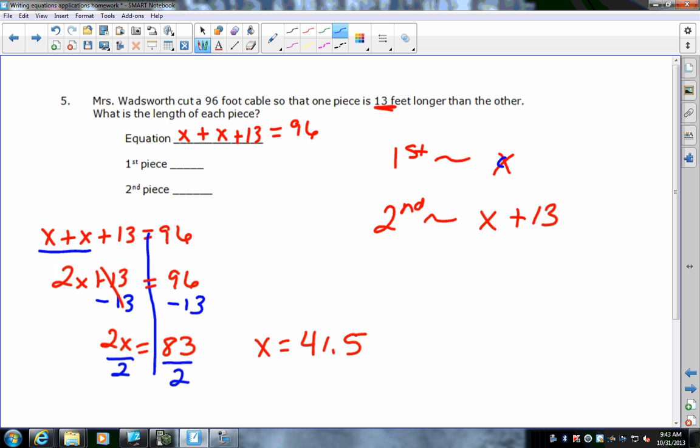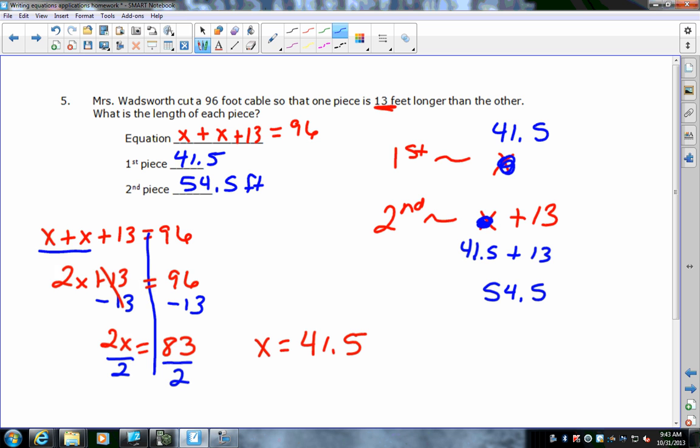Okay, so that's the first cable right here, 41.5. Can that happen? Can you cut a cable 41.5 feet? Yeah, you can. So now I put 41.5 in for x, and then I have plus 13. So the second cable should be 54.5 feet. Now remember, to make sure you did it right, you should add the first two pieces together, and they should equal 96.